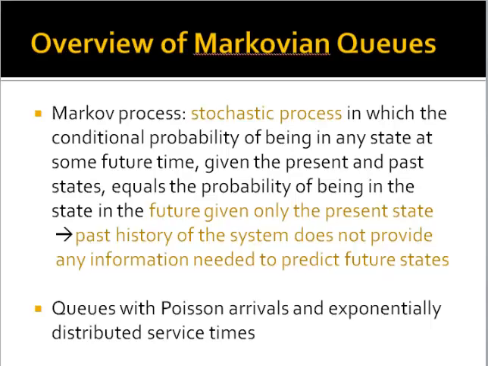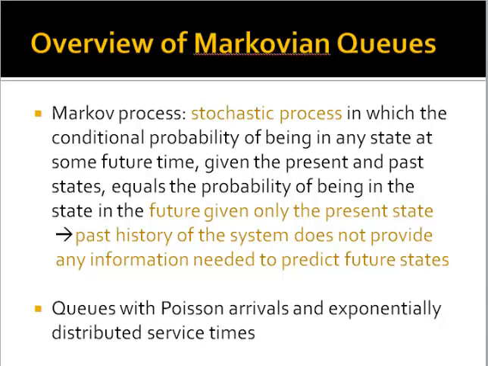So let's first look at what a Markovian queue is. A Markov process is a stochastic process in which the conditional probability of being in any state at some future time, given past and present states, equals the probability of being in the state in the future, given only being in the present state. In other words, the past history of a system does not provide any information needed to predict future states. Suppose that we have a checkout line. We can mathematically represent this by using Poisson arrivals and exponentially distributed service times.